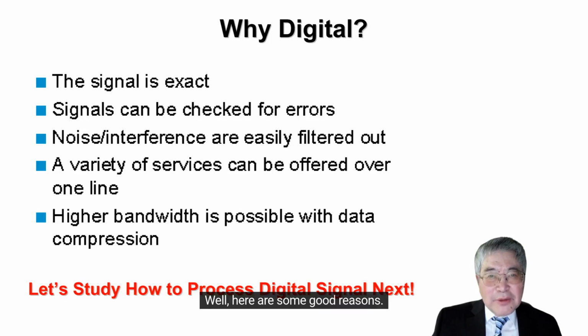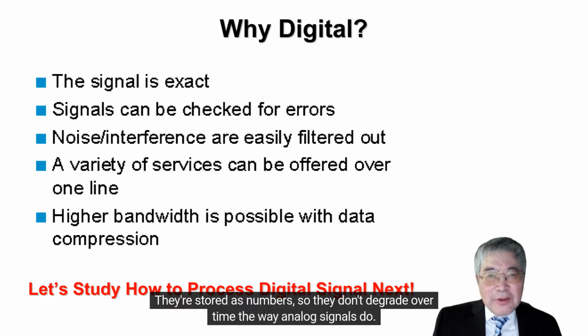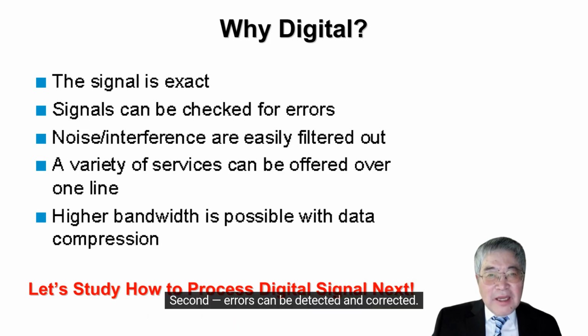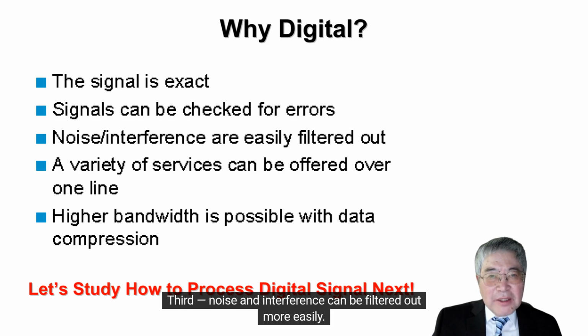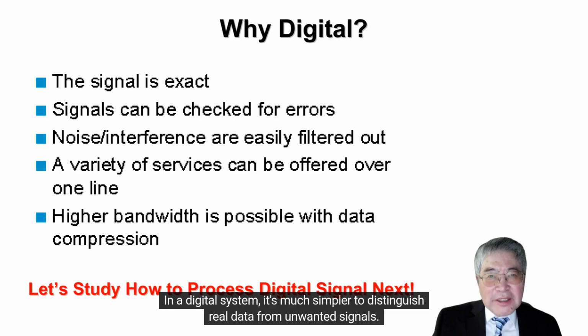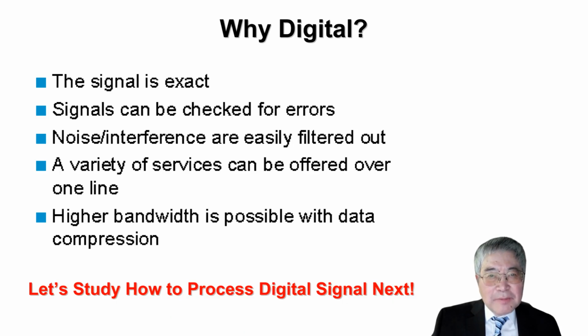Well, here are some good reasons. First, digital signals are exact. They're stored as numbers, so they don't degrade over time the way analog signals do. Second, errors can be detected and corrected. Digital systems can automatically check for mistakes during transmission or storage, and even fix them. Third, noise and interference can be filtered out more easily. In a digital system, it's much simpler to distinguish real data from unwanted signals.